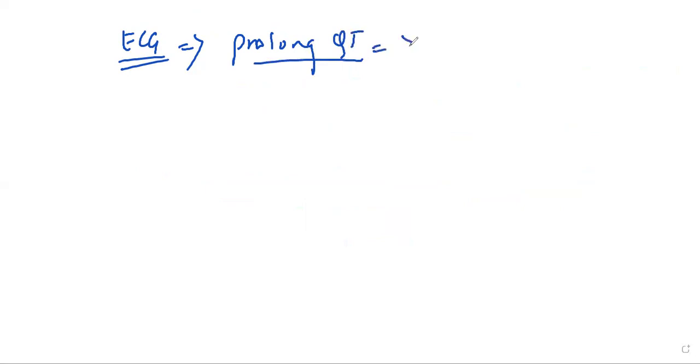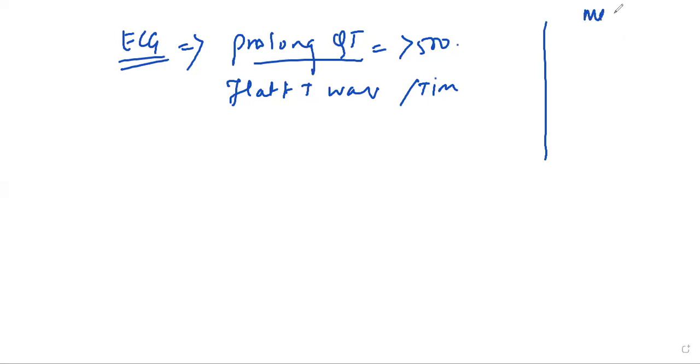Now, if you do an ECG of these patients, there can be prolongation of QT interval to more than 500, and there can be flattening of the T wave or T inversion. Now, you also need to look for other metabolic causes.